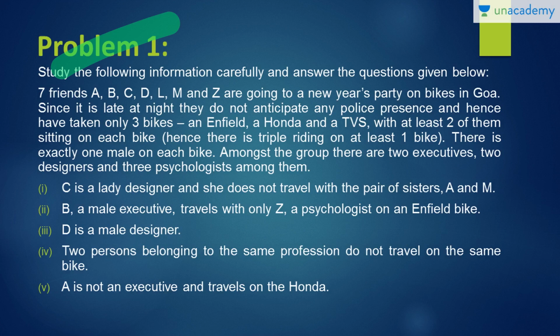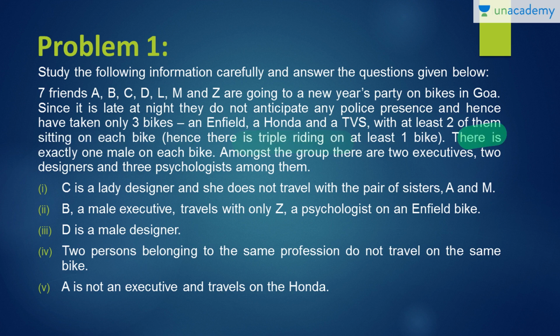Question number 1. 7 friends A, B, C, D, L, M and Z are going to a New Year's party on bikes in Goa. Since it is late at night, they do not anticipate any police presence and hence have taken only 3 bikes, which means there are 7 friends and 3 bikes, so they have to travel 3 in any one bike, because there is also a condition that at least 2 of them should be on each bike. So there will be one bike where there is a triple riding.